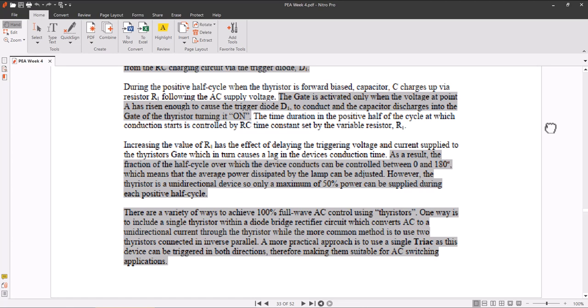As a result, the fraction of half cycle over which the device conducts can be controlled between 0 to 180 degree. Which means that average power dissipated by the lamp can be adjusted. However, the thyristor is unidirectional device, so a maximum of 50% power can be supplied during each positive half cycle. There are a variety of ways to achieve 100% full wave control using thyristors.